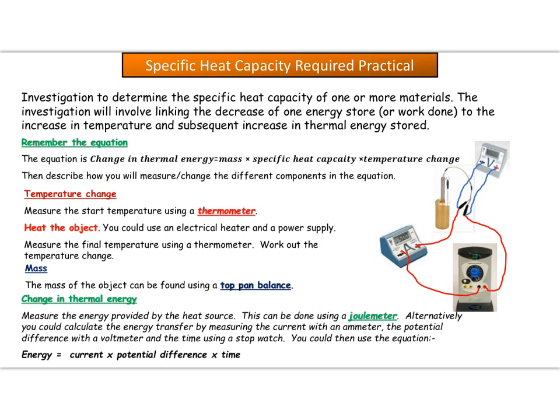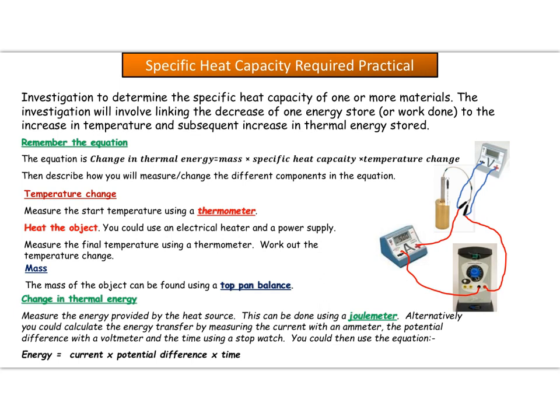So at my school, what we tend to use is a power supply, which is connected to an electrical heater, and we heat up a block using that heater. We would measure the mass of the block using the top-pan balance, as already said, and we'd measure the change in temperature using the thermometer. To measure the change in thermal energy, we would also connect a voltmeter in parallel across our heater and an ammeter in series with our heater. Once we've got a voltmeter and ammeter, we're measuring the current and potential difference.